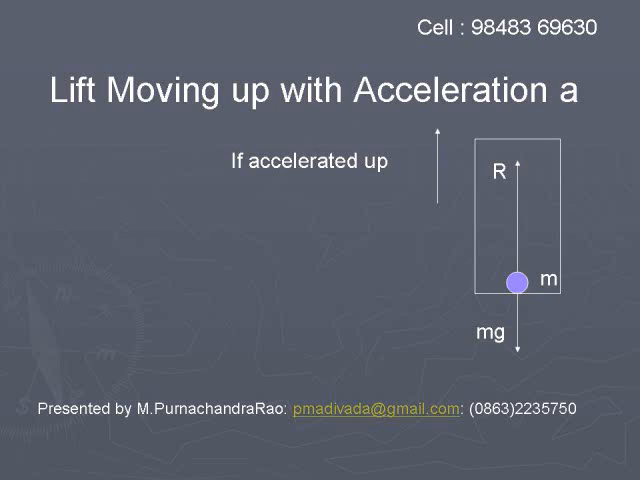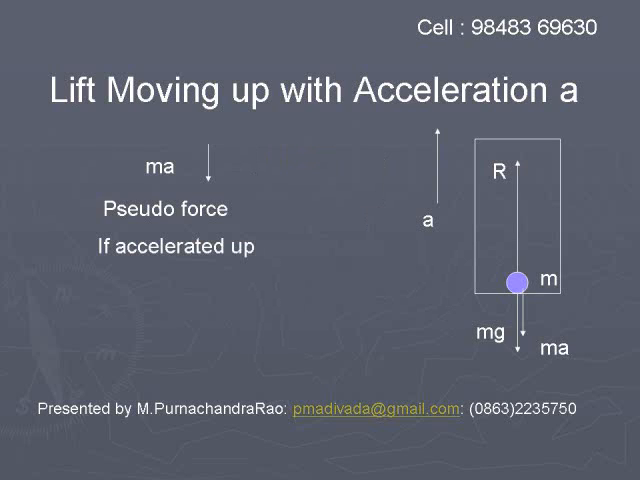If the lift is accelerated upwards, it is shown by an arrow in the upward direction, with a representing the acceleration. If the lift is accelerated up with an acceleration a, then a force will be applied on the body in the downward direction. That force will be equal to ma. It is known as pseudo force. Whenever the lift is accelerated upwards, the body experiences a force in the downward direction, known as pseudo force, represented by ma.